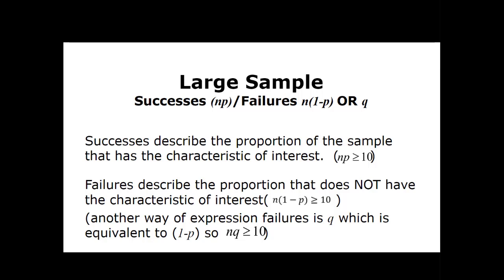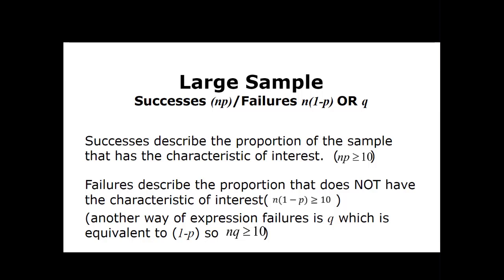The failures describe the part that does not have the characteristic. So everybody in the sample that was not a success. You can calculate this by subtracting the proportion from a whole, then multiplying it by the sample size. If that number is greater than or equal to 10, then you have met the condition.